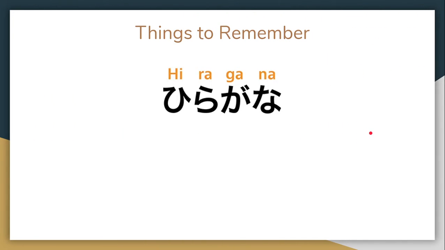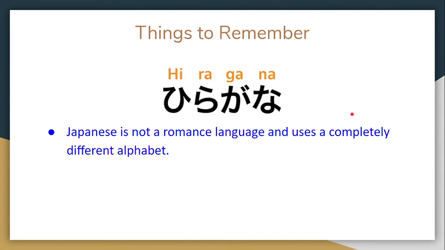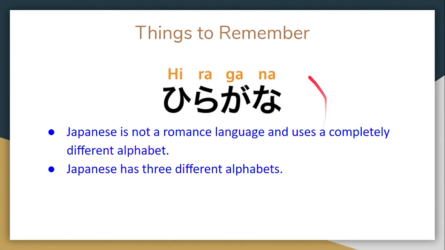Now, a few things to remember before we dive right in about hiragana. Japanese is not a Romance language, so it uses an alphabet completely different from what you're used to. As a matter of fact, Japanese actually has 3 different alphabets: hiragana, katakana, and kanji. Today, we're just going to be going over the first, hiragana.